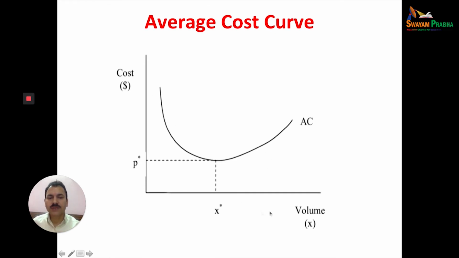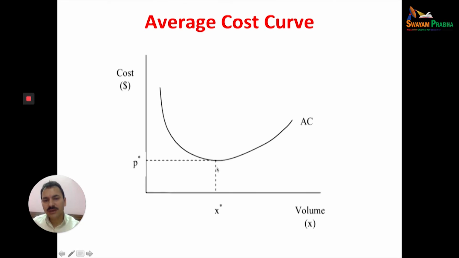Here on the x-axis we have the volume of output, quantity produced, and on the y-axis we have cost. This U-shaped curve is called the average cost curve. It decreases with the increase of output. As quantity increases, it starts decreasing fast. When you are producing just 1 unit of output, the average cost will be very high. But as output increases, it starts decreasing and reaches its minimum point.